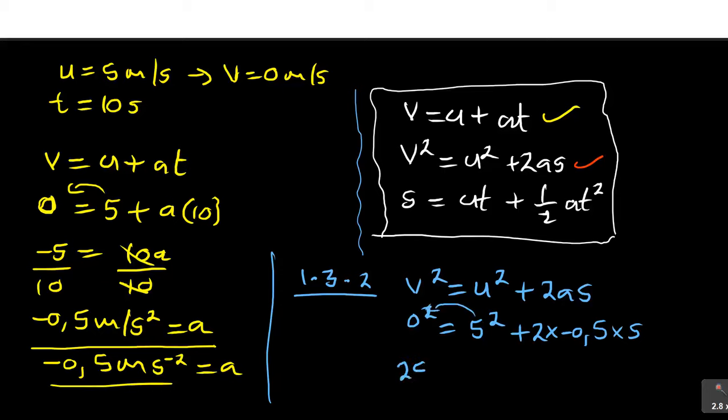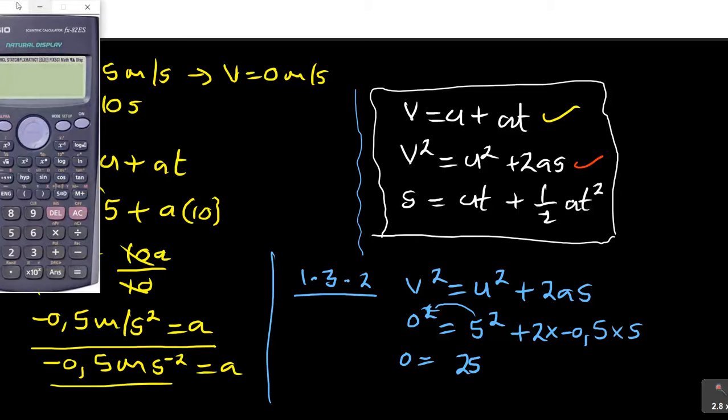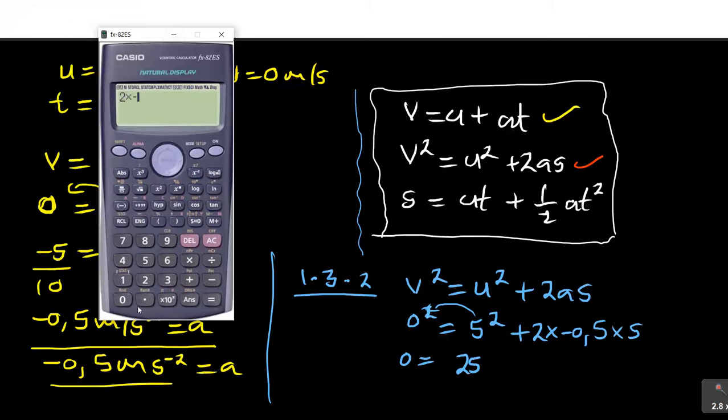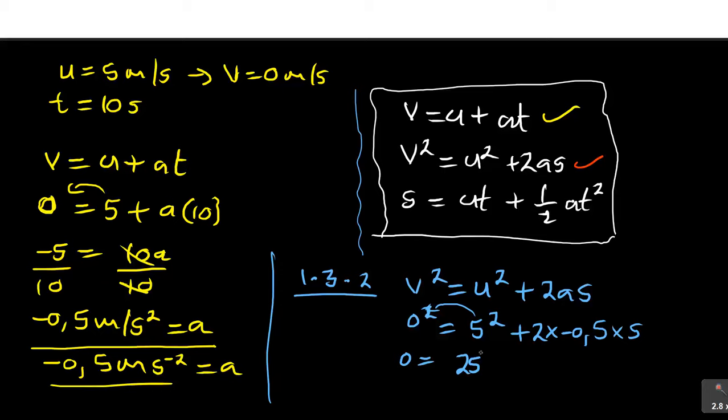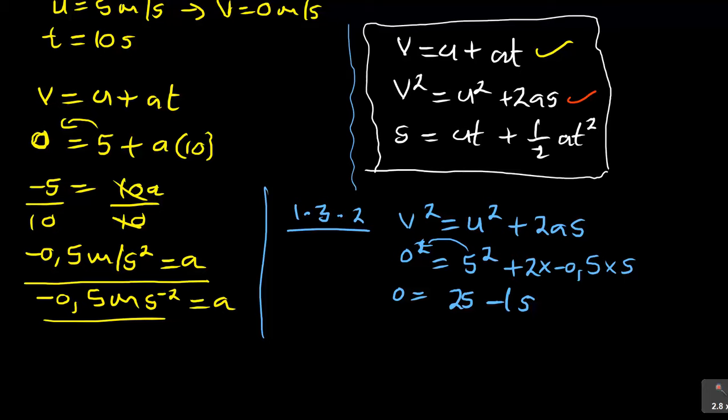Now, 5 squared is 25. Let me do it like this so that I don't confuse things. I'll say 0 is equal to 25, and then I multiply 2 times negative 0.5, which gives me a negative 1. So it will be minus 1s. Remember, s is my displacement there. If I want to find my s, the better way is to take this 1s to the other side. So I've got 1s is equal to 25, and 1s is the same as s is 25.